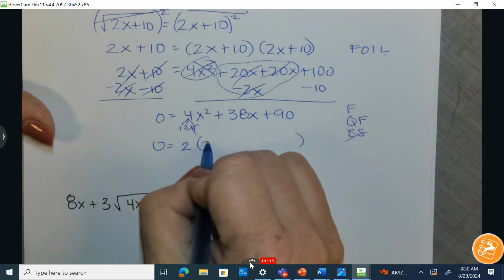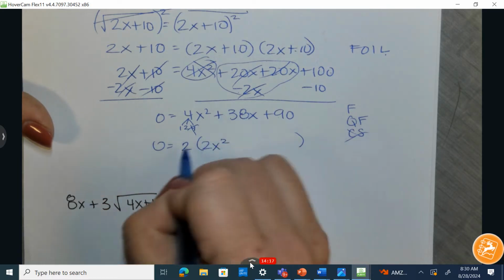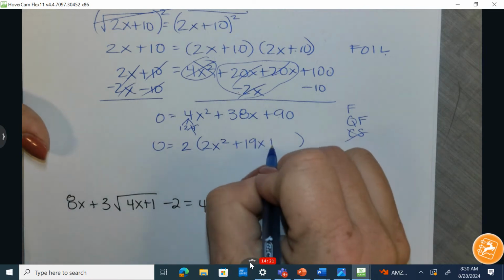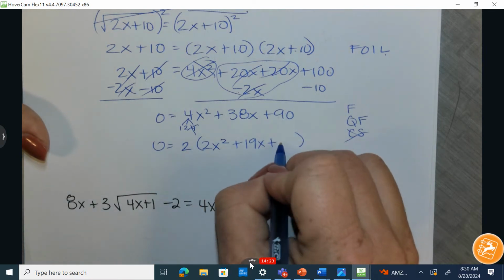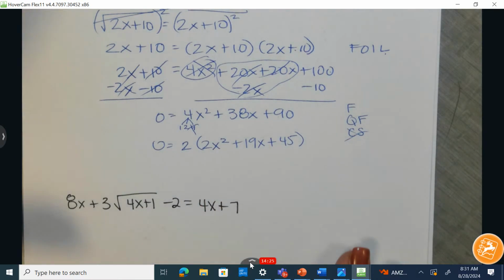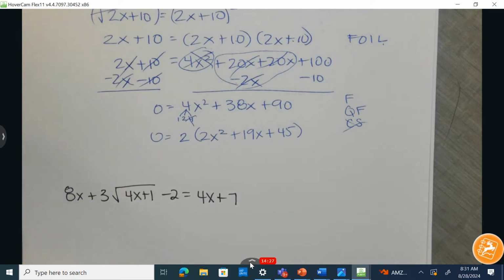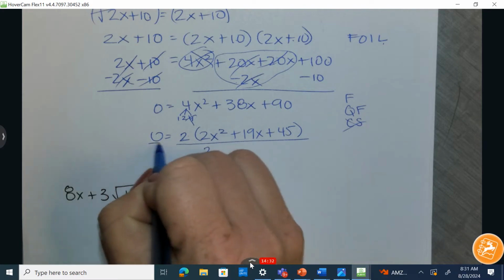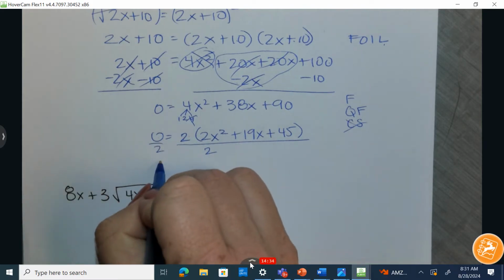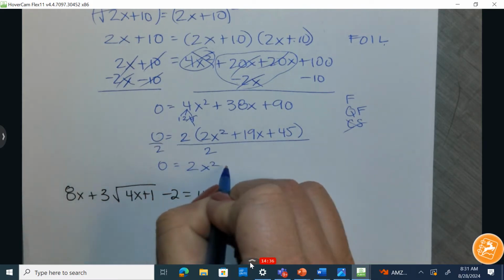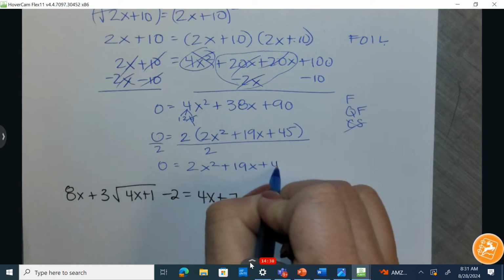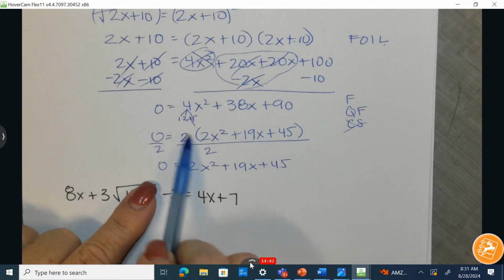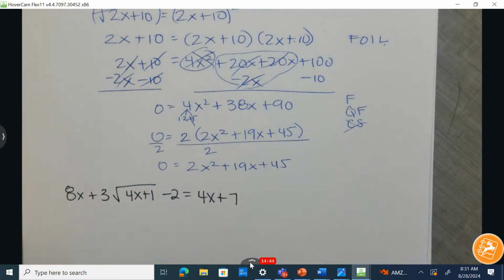If we factor out a 2, I think that it will be easier for us to factor the trinomial. 4 divided by 2 is 2, bring down the x squared. 38 divided by 2 is 19, bring down the x. And 90 divided by 2 is 45. If you see me make a small arithmetic mistake, just holler. And 0 divided by 2 is 0. I'm left with this trinomial. This is what I have to factor. The 2 that I divided was this 2 that's out front by itself. So I'm ready. Here we go.